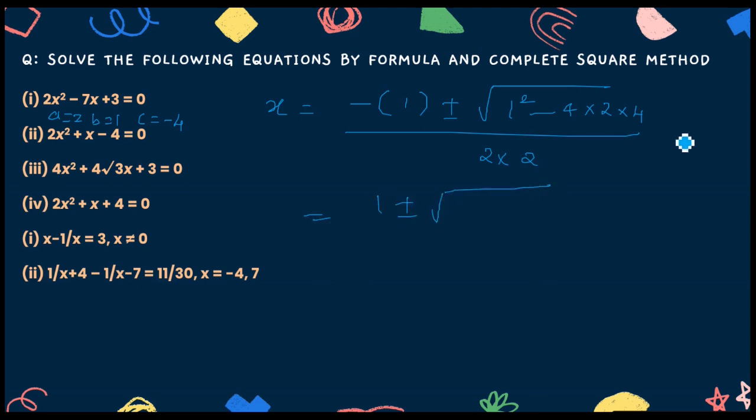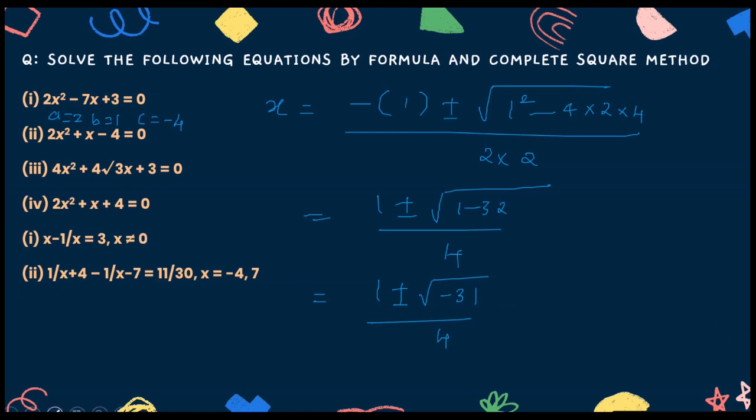So here, 1 plus or minus square root of 1 minus 4 times 2 times 4. 2 fours are 8, 8 fours are 32. 1 minus 32, divided by 4. So I am going to get 1 plus or minus root of minus 31, by 4.